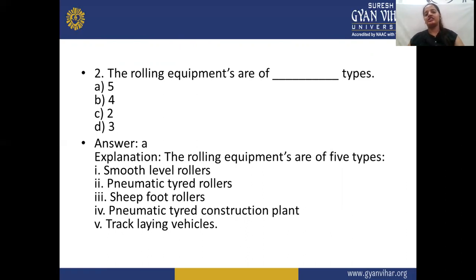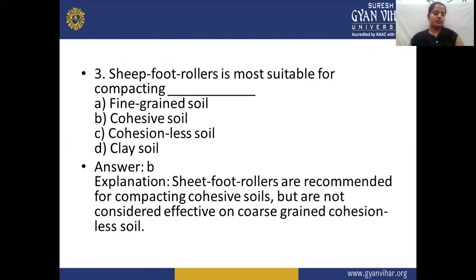For each type, we have understood, and along with rolling equipments we have already understood about other types of equipment such as ramming and vibratory equipments, and we have also understood the depths or the usability of such rolling equipments. So let's move forward. Sheep foot rollers is most suitable for compacting fine grained soils, cohesive soils, cohesion-less soils, or clay soils. So the answer is B, cohesive soils.